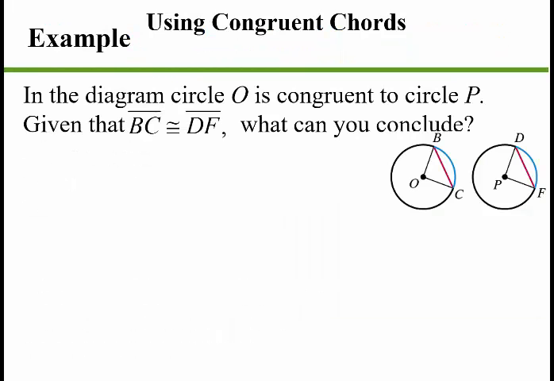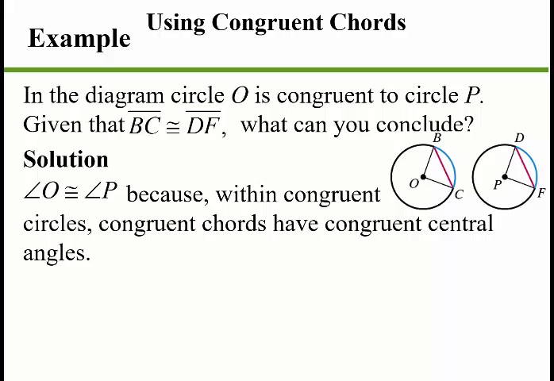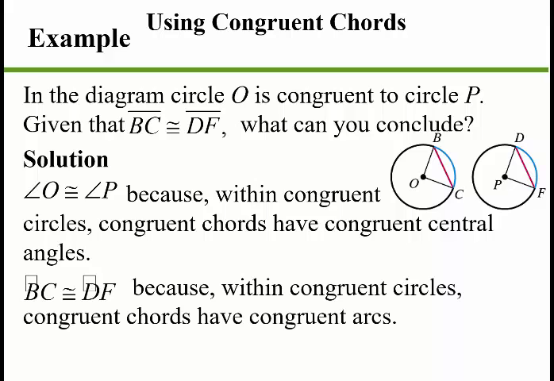Let's talk about using congruent chords. In the diagram, circle O is congruent to circle P. If we're given that chord BC is congruent to chord DF, what can you conclude? You can conclude two things. First, angle O and angle P are congruent because within congruent circles, congruent chords have congruent central angles. And also the measure of arc BC is congruent to the measure of arc DF because within congruent circles, congruent chords have congruent arcs.